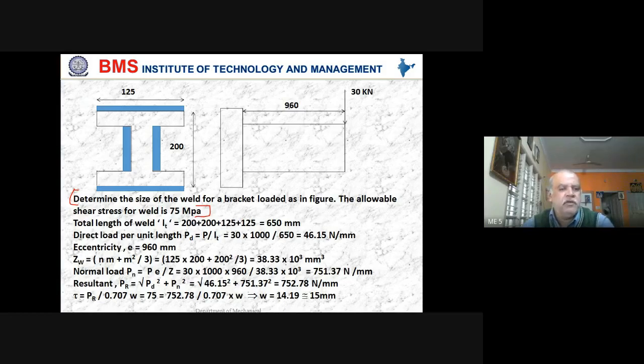So please note down the problem and the figure also. This is 125. This is 200 here. 960 is the value of eccentricity. And the load is 30 kilonewton. Note down the sketch.